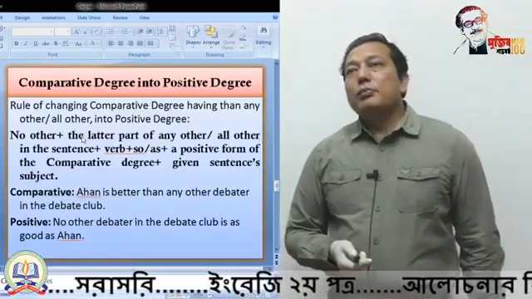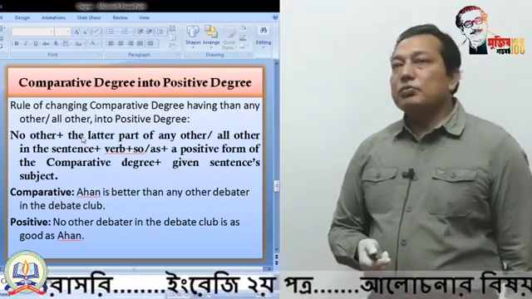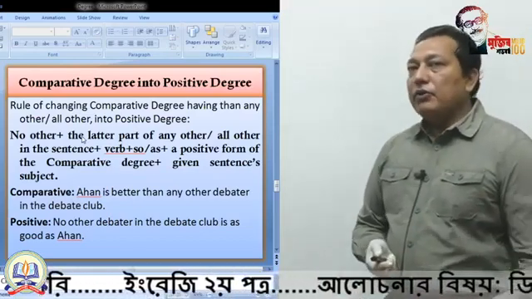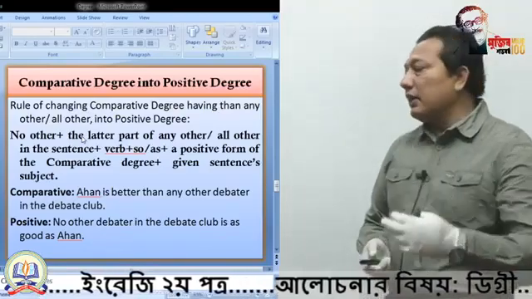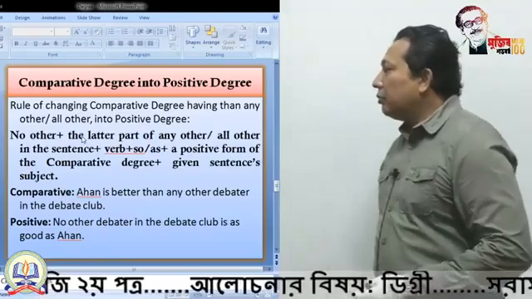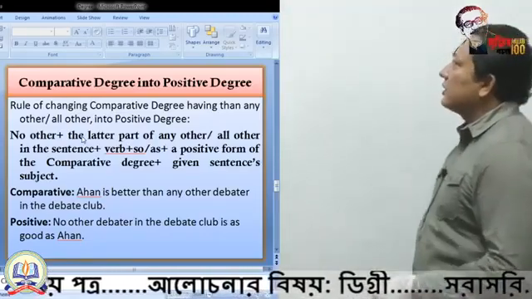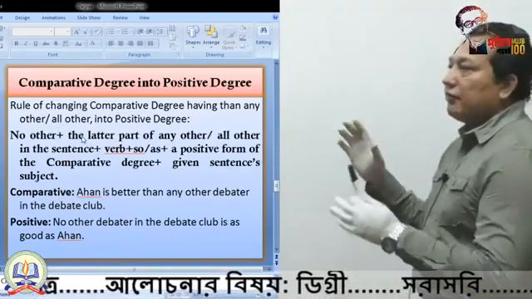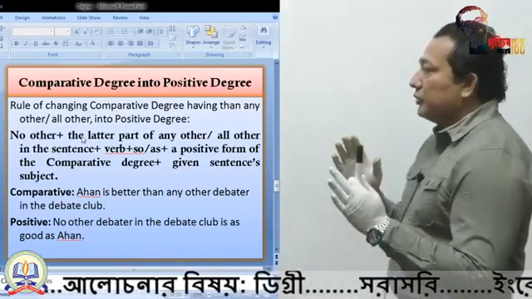Comparative degree into positive degree. Before going to comparative degree into positive degree, I want to clarify about superlative to positive. Then I am using the board, and my dear students, just notice.